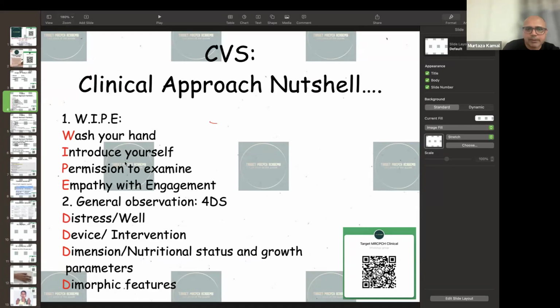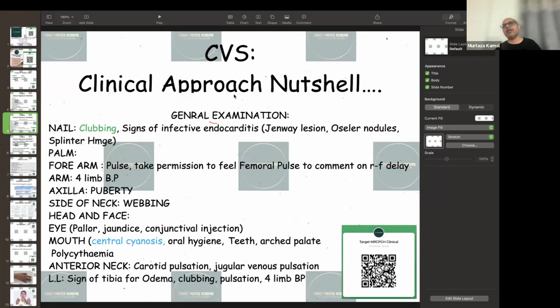Then she moved on to the general examination, in which she asked for clubbing, which was very good. Asked for the signs of infective endocarditis, which were not there. She asked for the pulse. She asked for radial delay, if it was there. That was good. Then she asked for the axilla, puberty, head and neck. She asked for pallor, icterus.